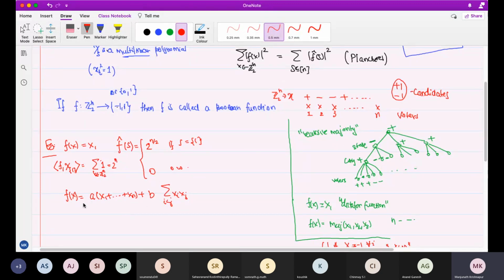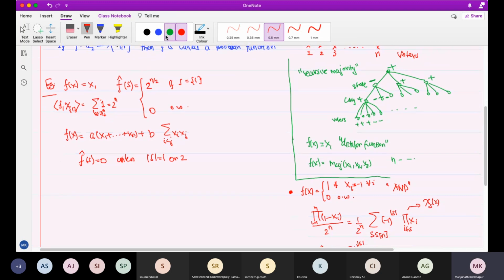So suppose you have a polynomial like this, a times (x1 plus up to xn) and b times the summation of xi xj. Then f hat of s will be 0 unless cardinality s is 1 or 2. You can figure out that when s is 1, it will be a, maybe multiplied by 2 to the n by 2 or something else. And similarly, when cardinality s is 2, you will have b times some number, and the rest of it will be 0.